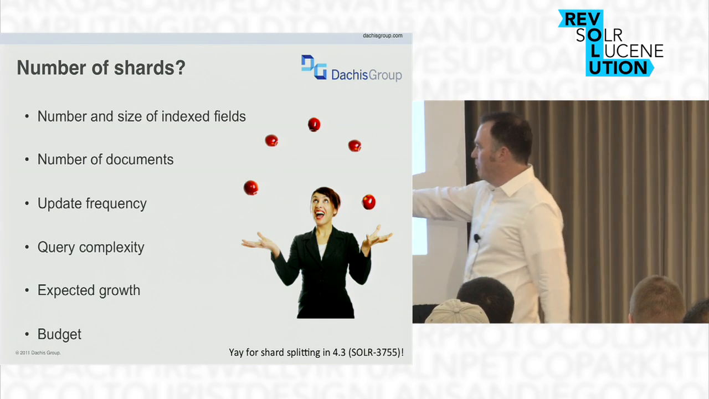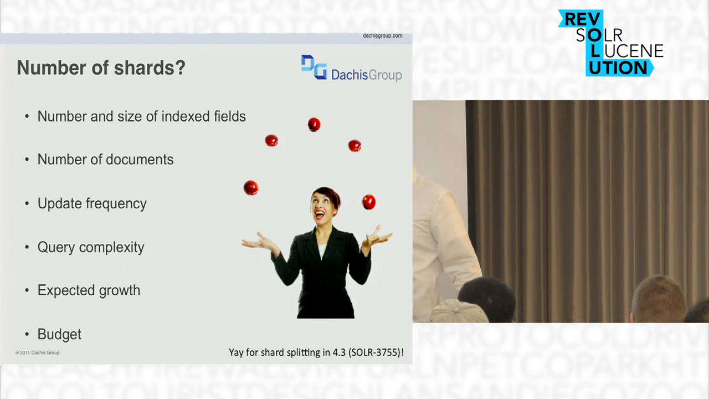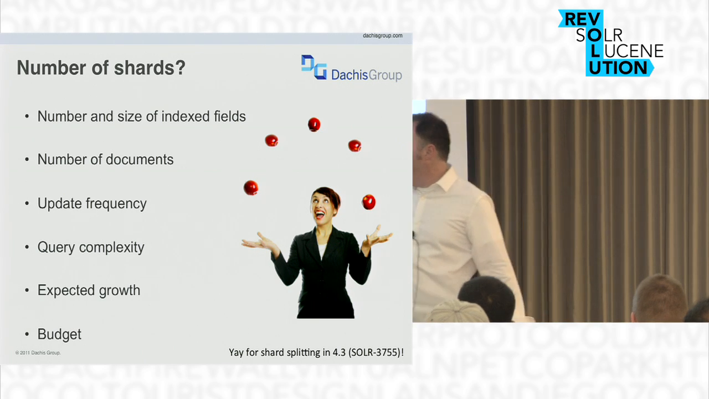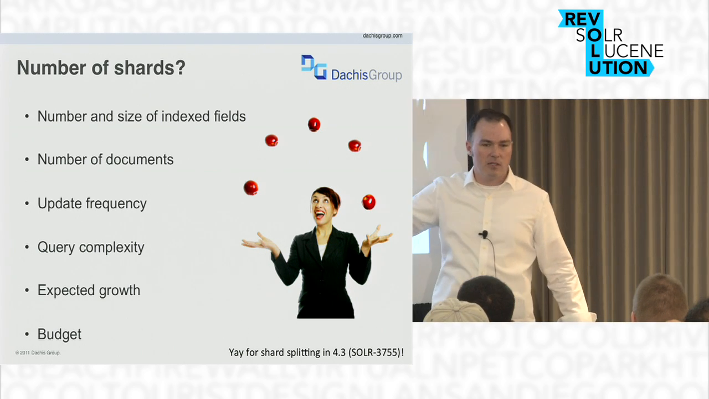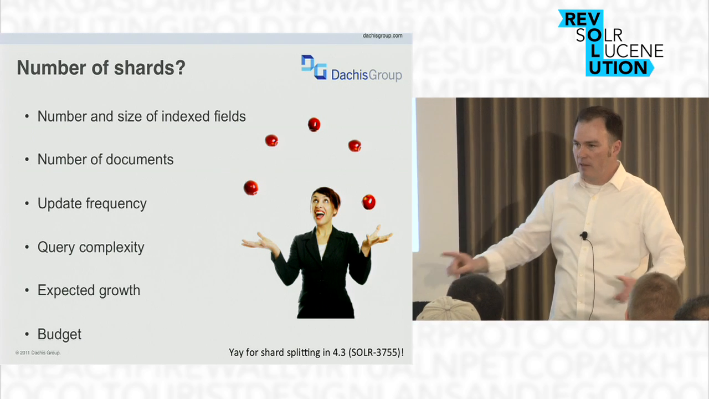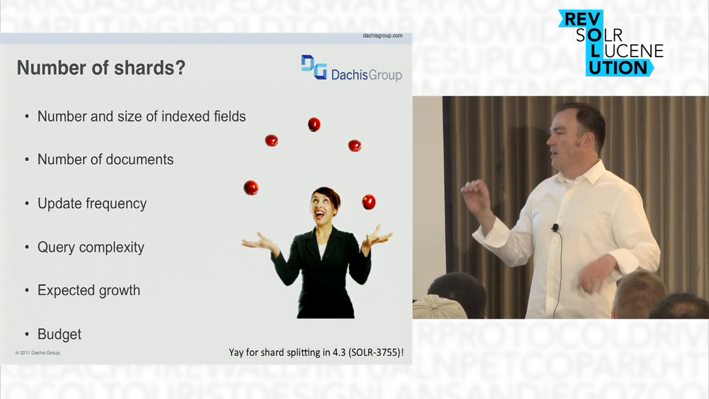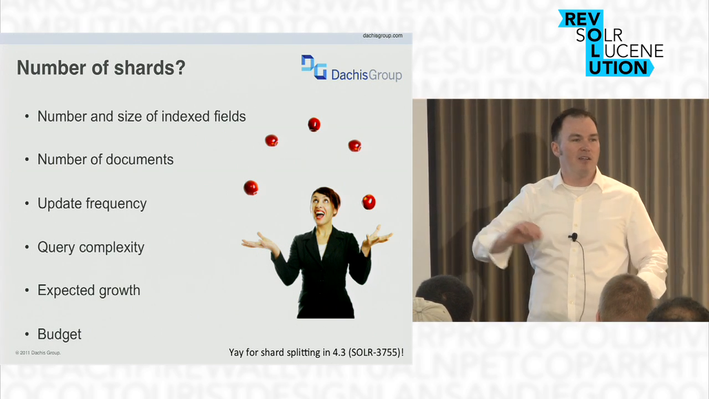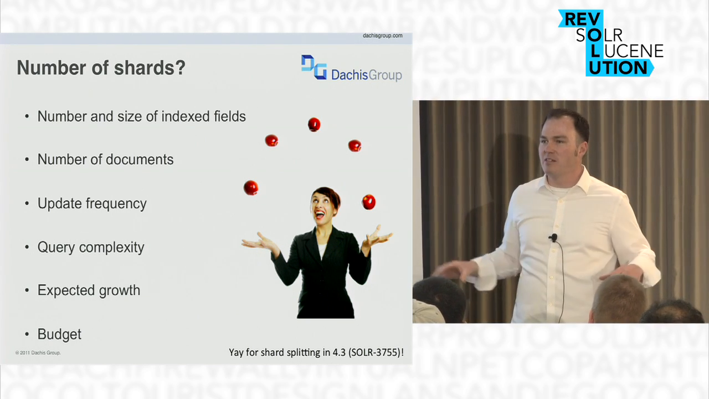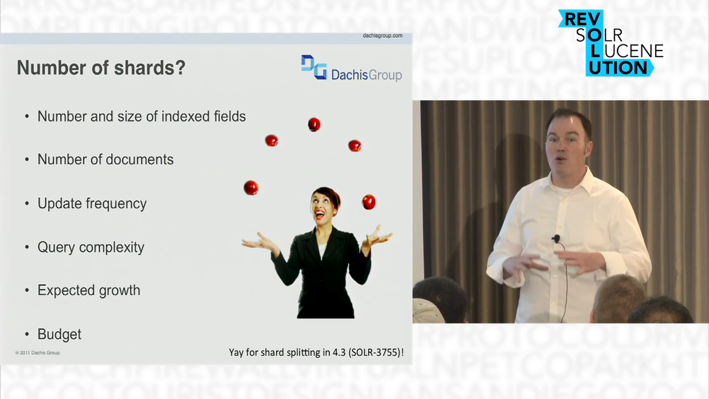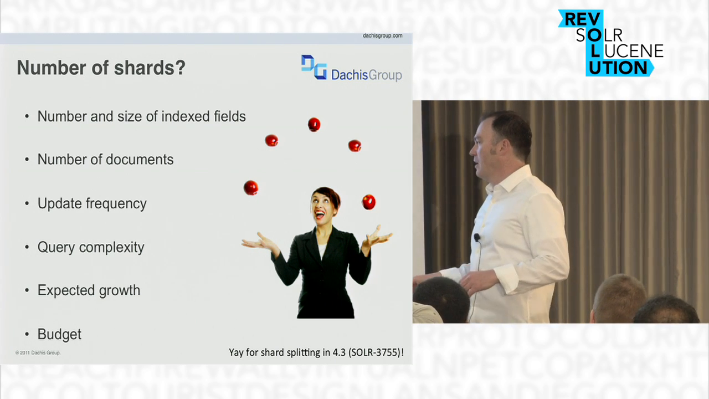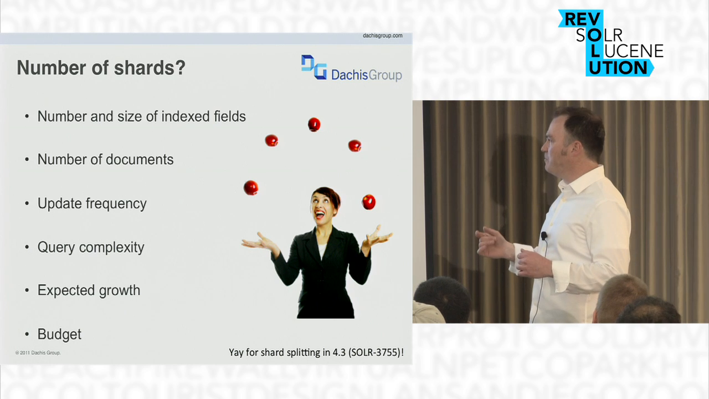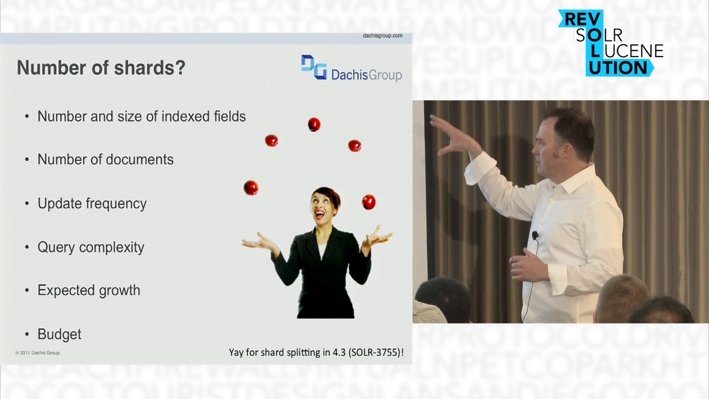Probably the biggest one for me was expected growth, and I think that's not as important now because you can split shards, but I think it's also important to say shard splitting is not going to be cheap. You can't just turn around and shard split every 10 minutes, you know what I mean? It's still going to be a kind of heavy duty process, almost like a merge or an optimize. So you want to do some planning.